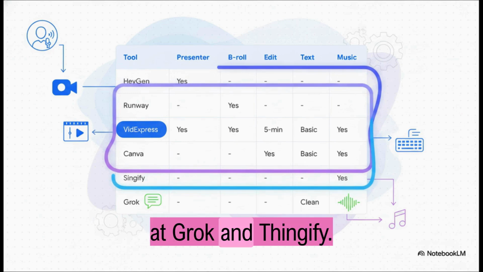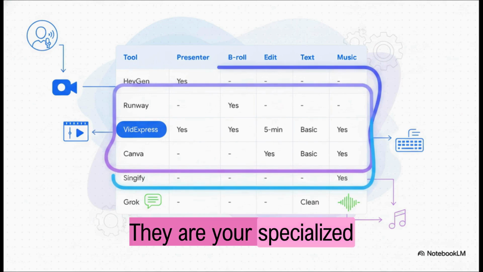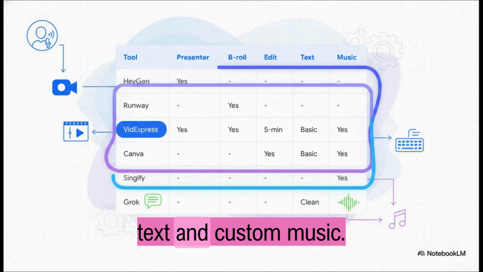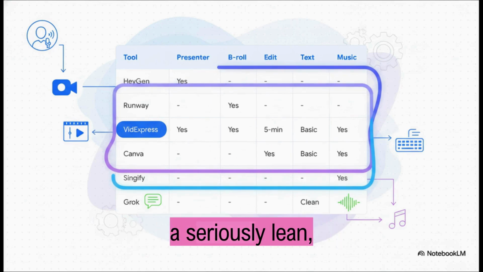But then look at Grok and Singify. They aren't trying to do the whole shebang. They are your specialized secret weapons for crystal clear text and custom music. Understanding how these tools overlap, that's how you build a seriously lean, efficient workflow.